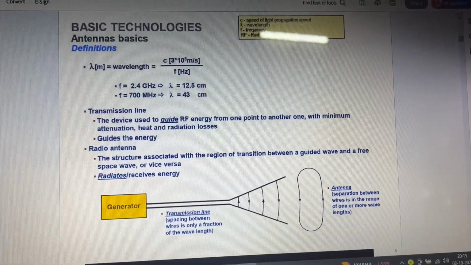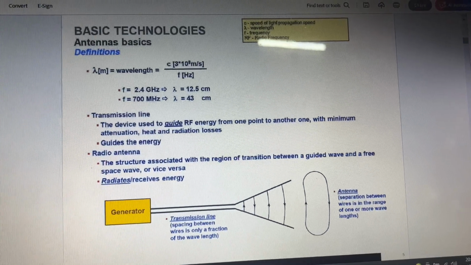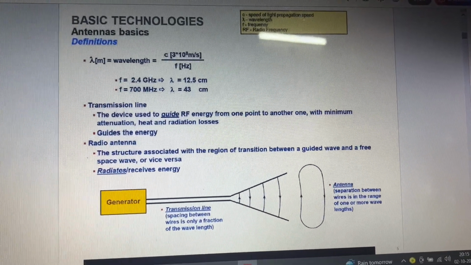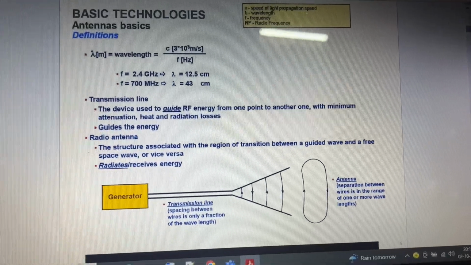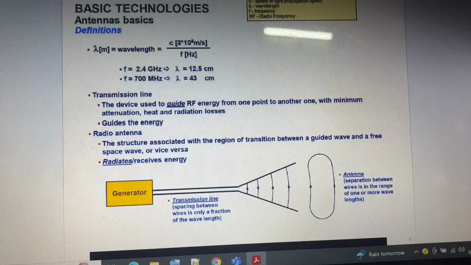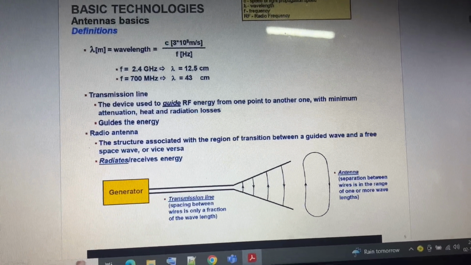Now coming to the basics of antenna technologies. So we have wavelength lambda equals C, the speed of light, divided by frequency. If the frequency is 2.4 gigahertz, your wavelength will be 12.5 centimeters. If the frequency is 700 megahertz, your lambda will be 43 centimeters. With the help of the formula, this lambda value is calculated and it is being shown.